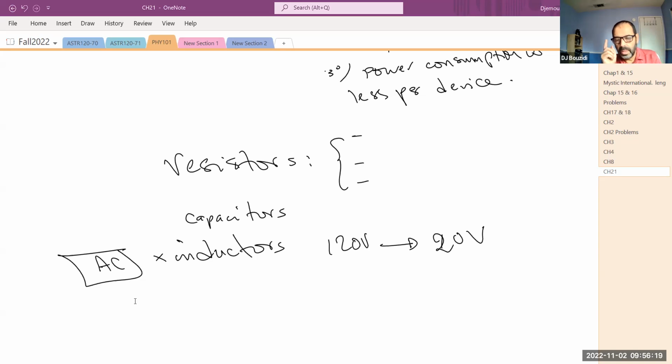Now, this is not the end of electricity. We still have magnetism, of course. We still have other assignments, and homework assignments are going to be deferred until after the exam, so that your focus right now is on the exam.